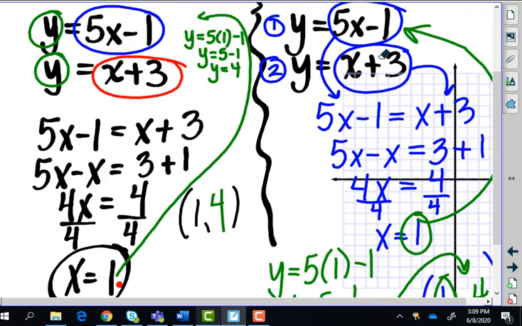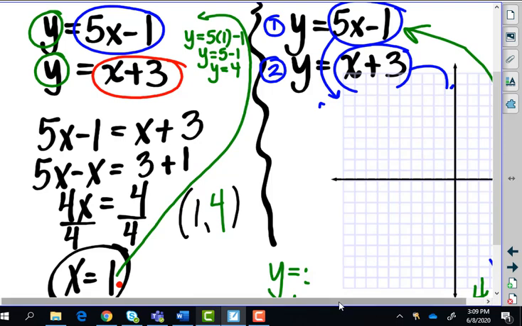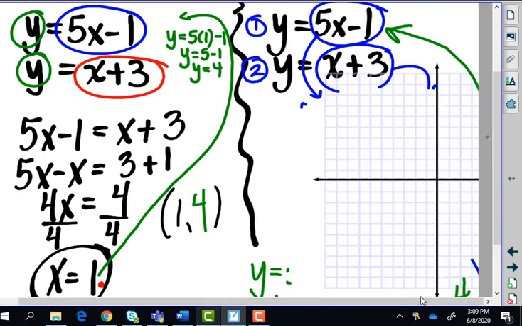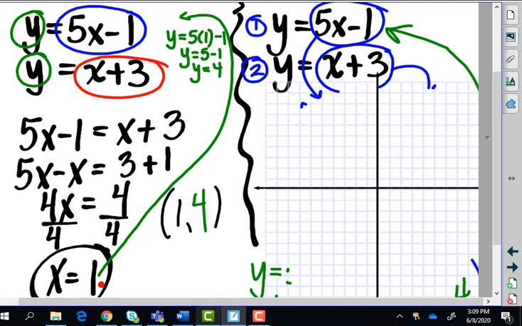Let me just erase that. I thought I had it on here, but let me just graph it real quick. So the y-intercept was negative 1. Move it over and just bear with me for a minute. Okay, let's try. So the y-intercept was -1, and I had to go up 5.